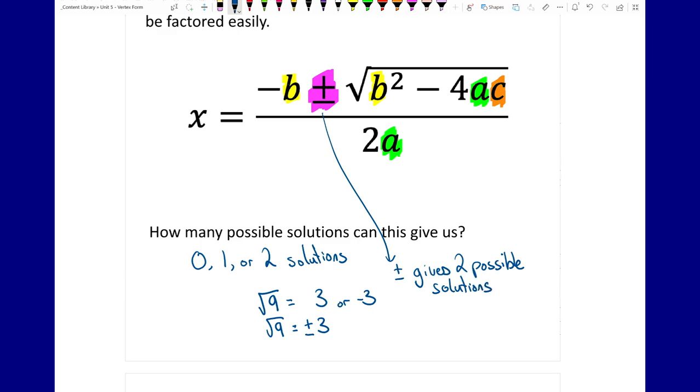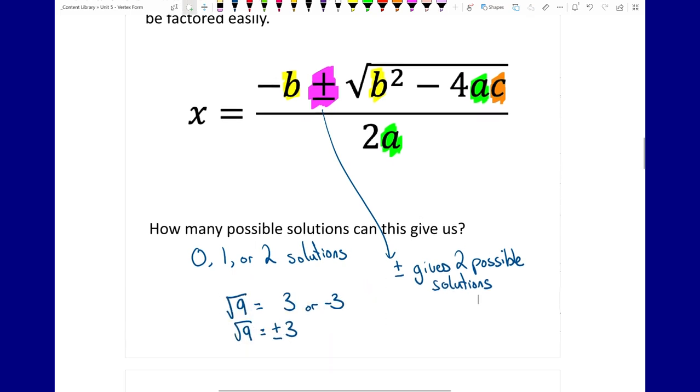Because it's going to be negative b plus the square root of this number divided by 2a, and negative b minus the square root of this number divided by 2a. So we're going to have two possible solutions. Right? We're going to have an addition and a subtraction. And we'll look at that when we go through our examples.